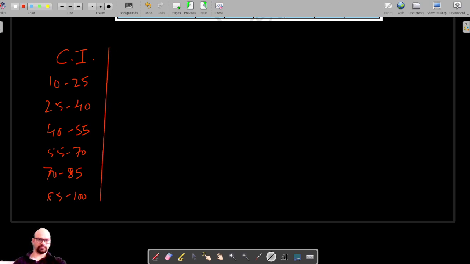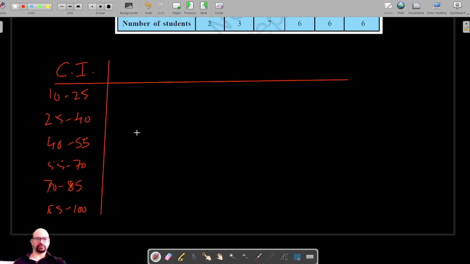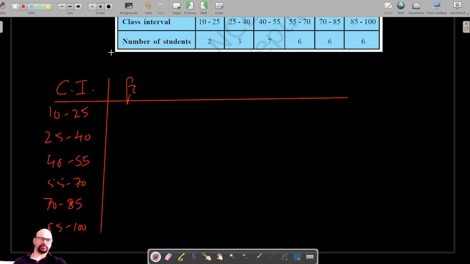Now, let's write down the frequency. The frequency is denoted by fi. The number is always the frequency, which is 2, 3, 7, 6, 6, and 6.